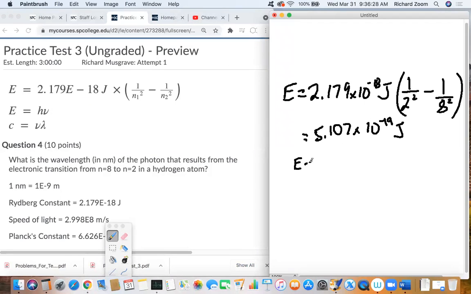So the next step is, remember we're after wavelength, so we have to get frequency first. That would be nu equals E divided by h. E is what we just calculated.